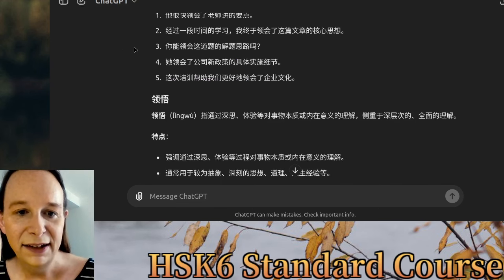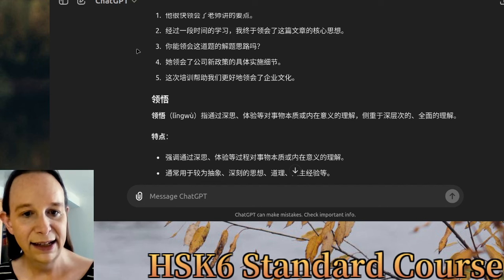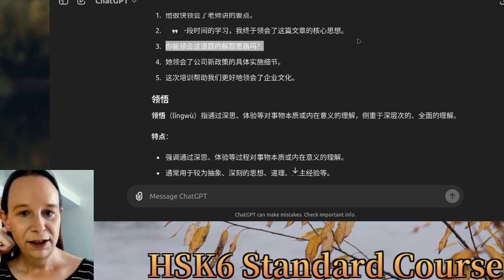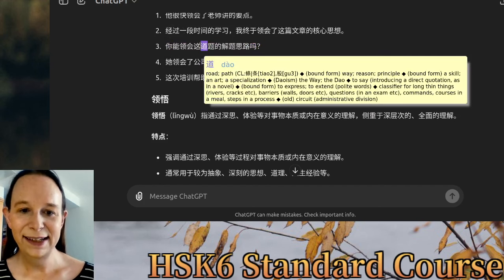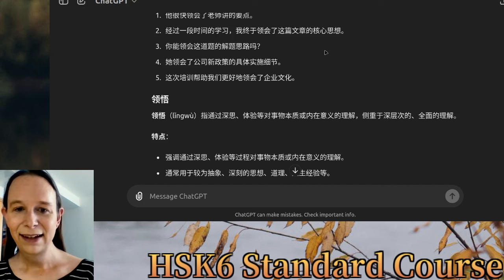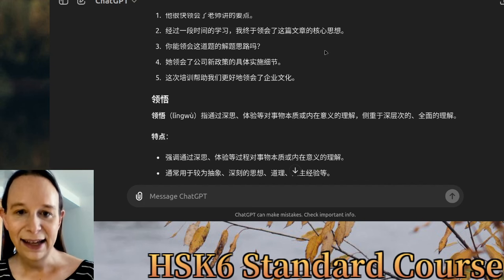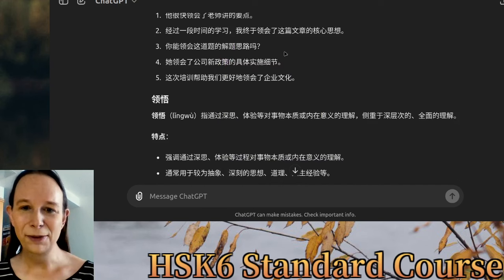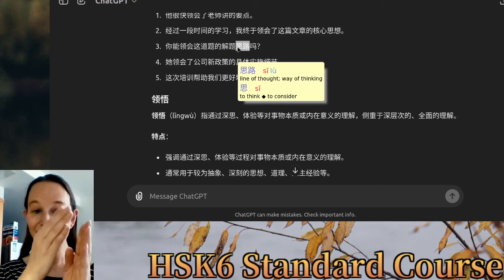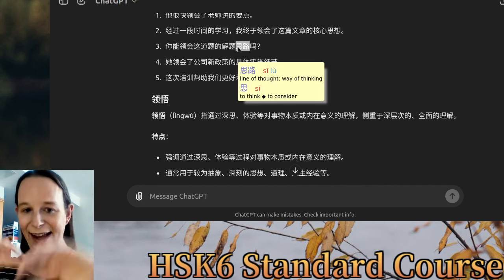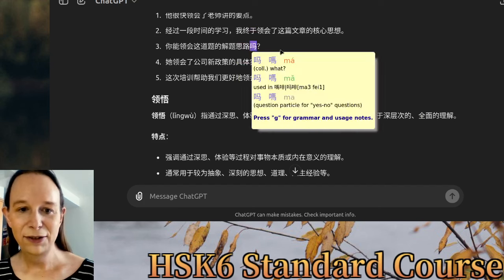Okay, 您能领会这道题的解题思路吗？ So this is like a maths problem, most likely. 一道题, so 题, the measure word is 道. So maybe someone sitting next to you pointing at a maths problem going, 您能领会这道题的解题思路? 解题 is to solve a problem, quite often a maths problem. 思路 is like the train of thought, right? It's like this. You need to think about it like this, and then this, and then this, and then the problem is solved. So do you comprehend it?